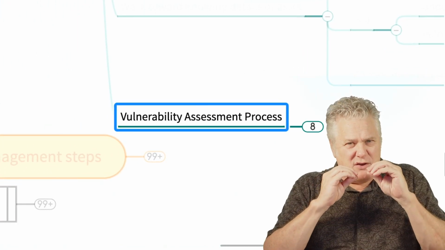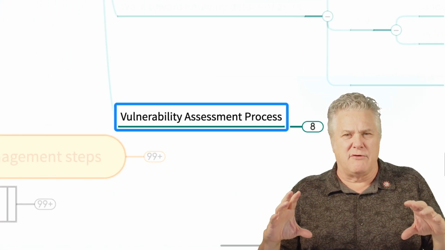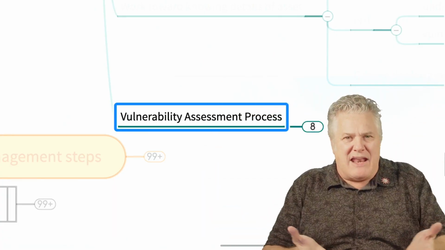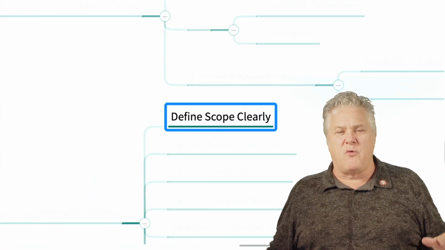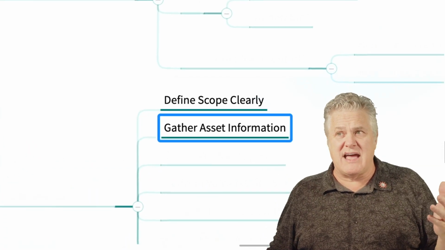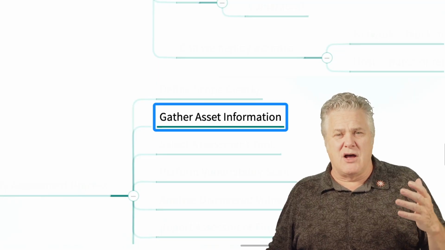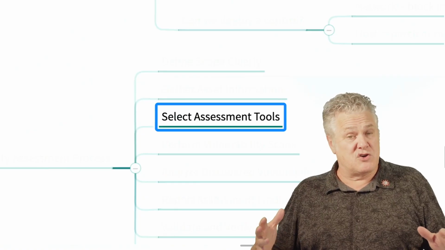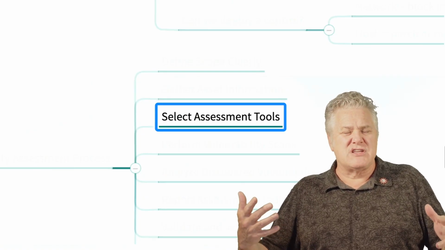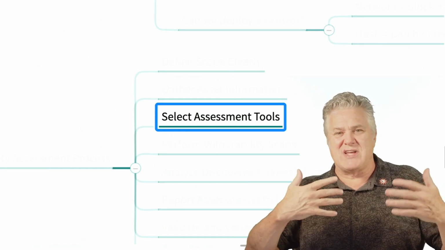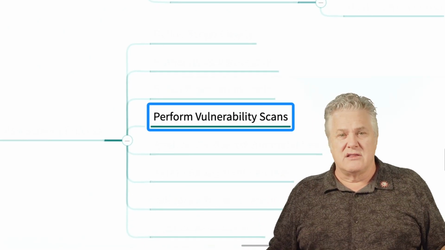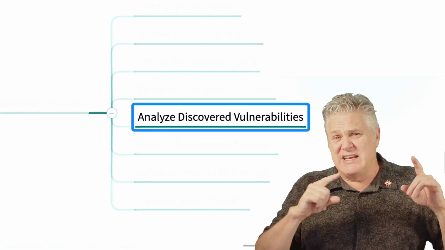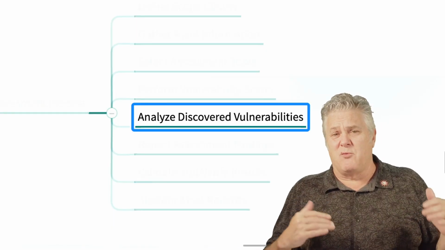But let's expand on it just a little bit more and talk about the vulnerability assessment process and kind of wrap around the vulnerability management process. So we start off with defining the scope clearly, knowing what the assets are. Then we gather information about those assets. We select the tools that we're going to use in this assessment. We could use different tools at different times. Mostly if you build a process, you're going to use all of these tools throughout that process. Then you're going to actually do the scans. You're going to figure out that you have vulnerabilities and you need to analyze and make decisions about which ones to patch.